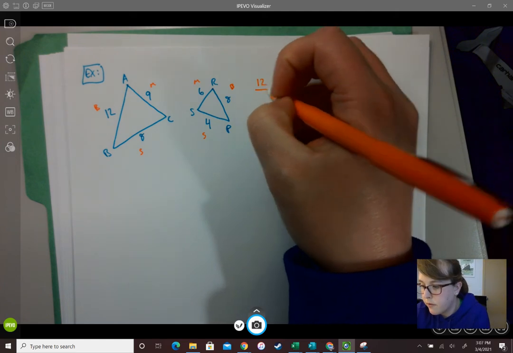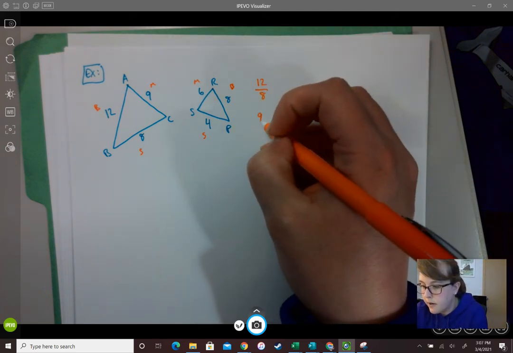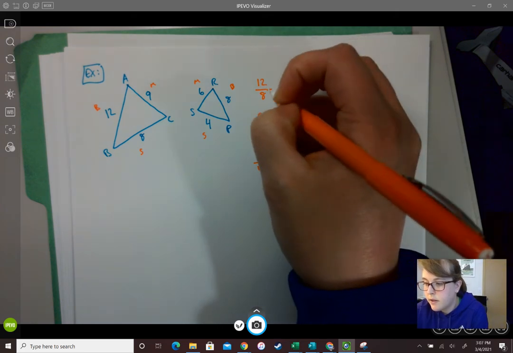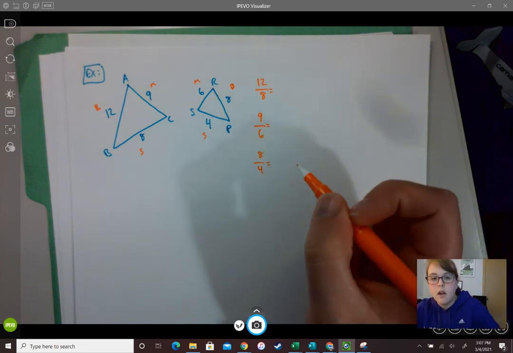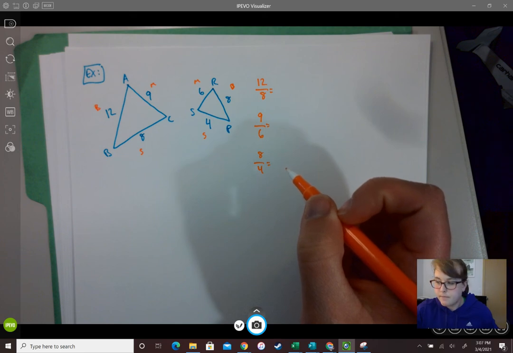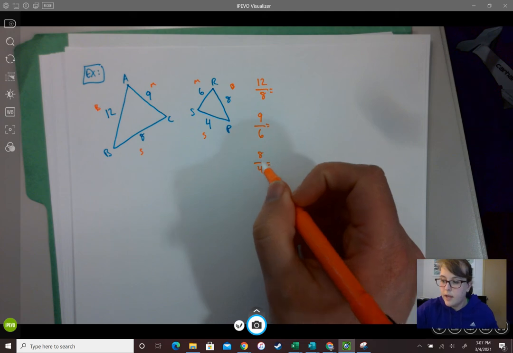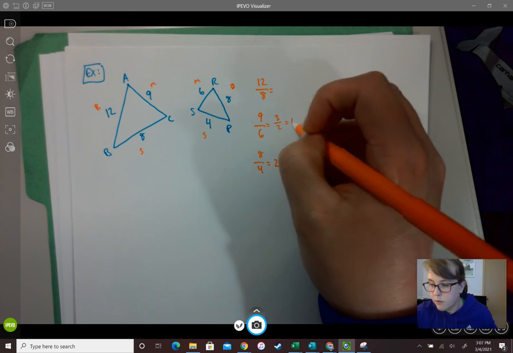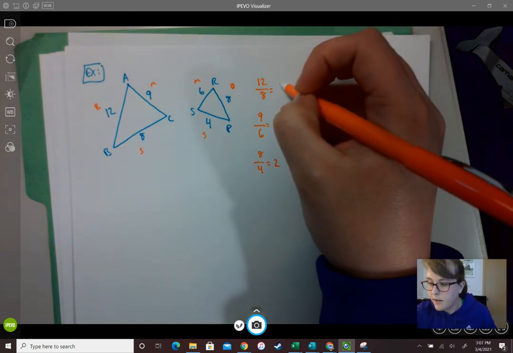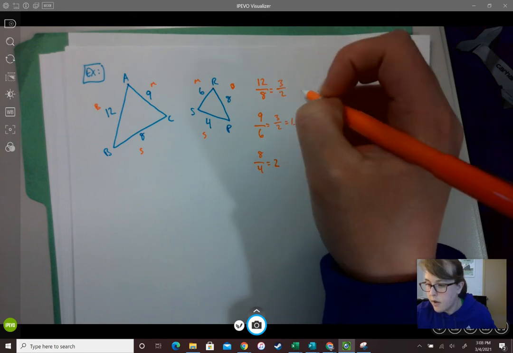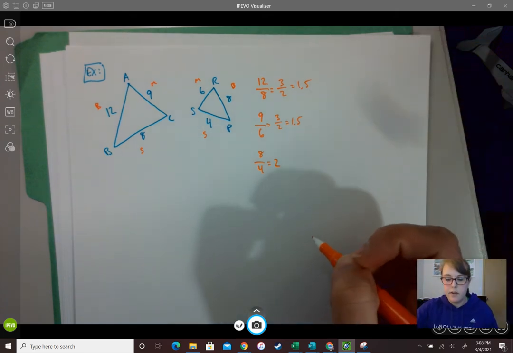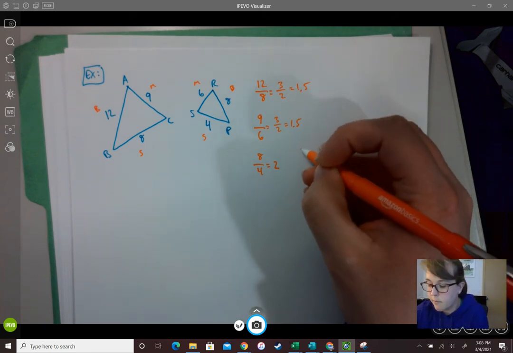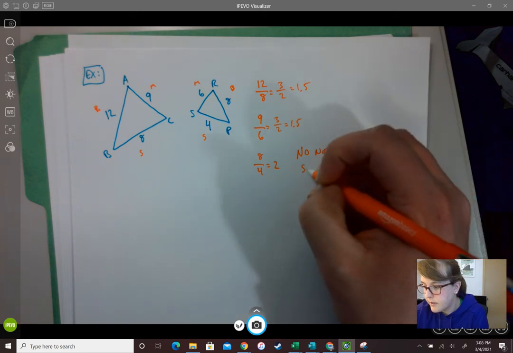So the big one over the big one, 12 over 8. Medium over medium, 9 over 6. Small over small, 8 over 4. And to check that these are the same, you can either reduce the fractions, or you could also just divide them in a calculator and get a decimal. Either way, 8 divided by 4 is 2. 9 divided by 6 is 3 halves, or 1.5. 12 divided by 8 also is 3 halves, or 1.5. And what do we notice? One of these things is not like the others. So if even one of these is not the same ratio, we say no, they are not similar.